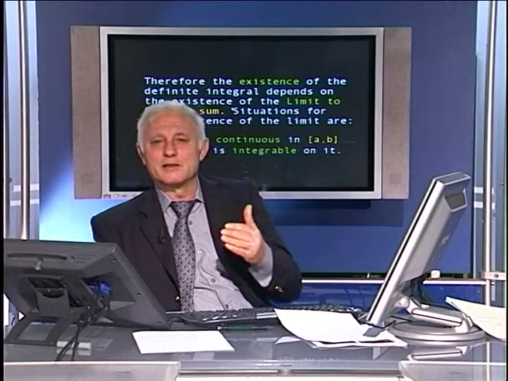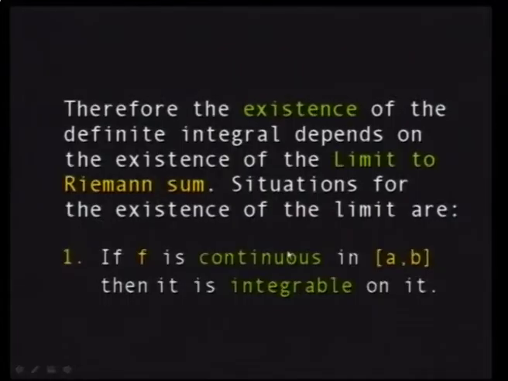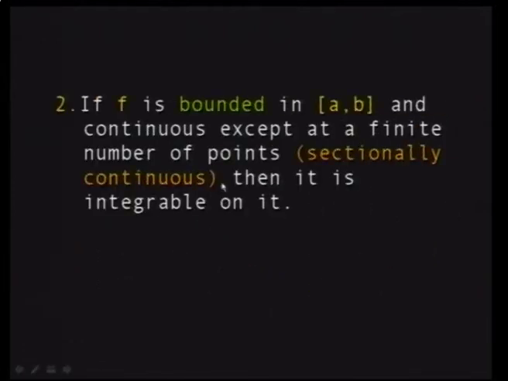So when does this limit exist? First of all, if f is continuous on AB, then it is integrable on AB. Of course, you don't need to use the Riemann integral here to calculate the integral. In other words, in most of our applications you can apply the fundamental theorem. You only apply Riemann when you cannot apply the fundamental theorem. So if f is continuous, of course, it's Riemann integrable. Again, if f is bounded on AB and continuous except at a finite number of discontinuities, it's called a sectionally continuous function, then it is integrable.